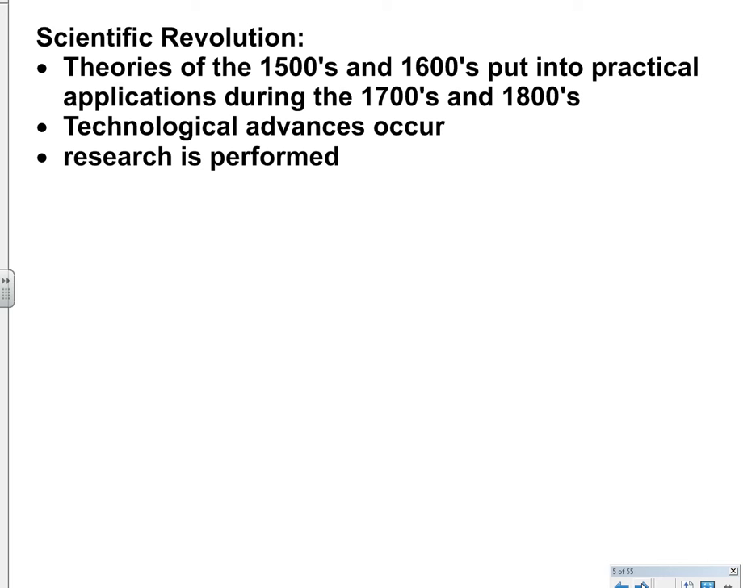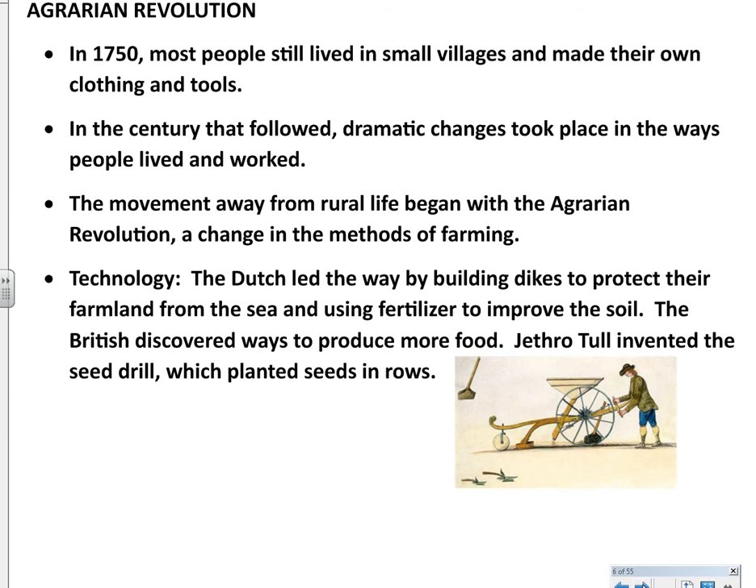1500s and 1600s are put towards practical applications in the 1700s and 1800s. Huge technological advances occur and a lot of research is performed. Then you have the agricultural revolution, and don't confuse this with the Neolithic agricultural revolution. This is the next step.